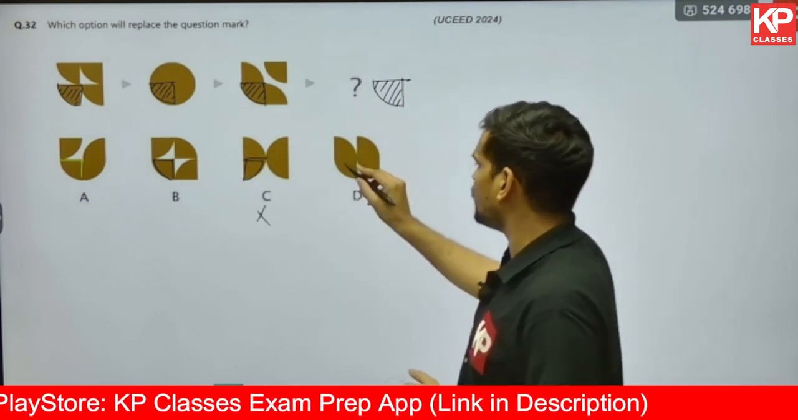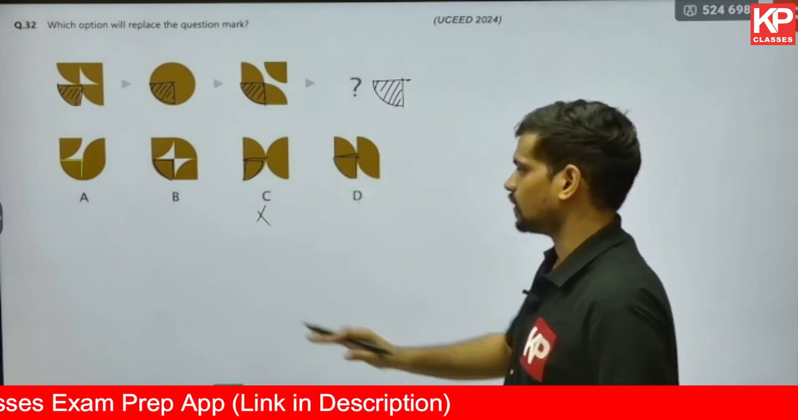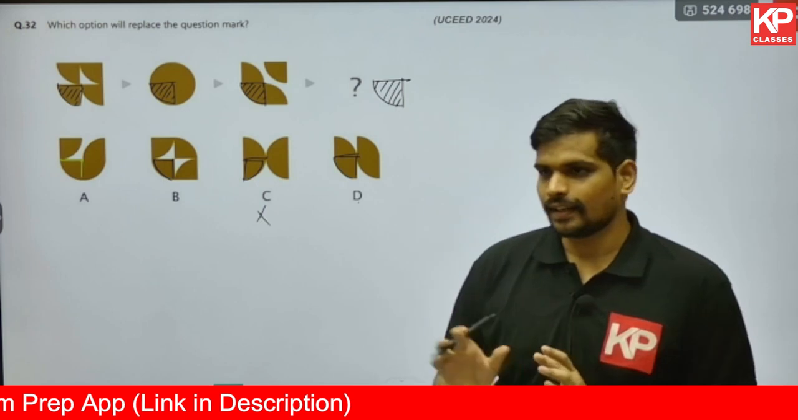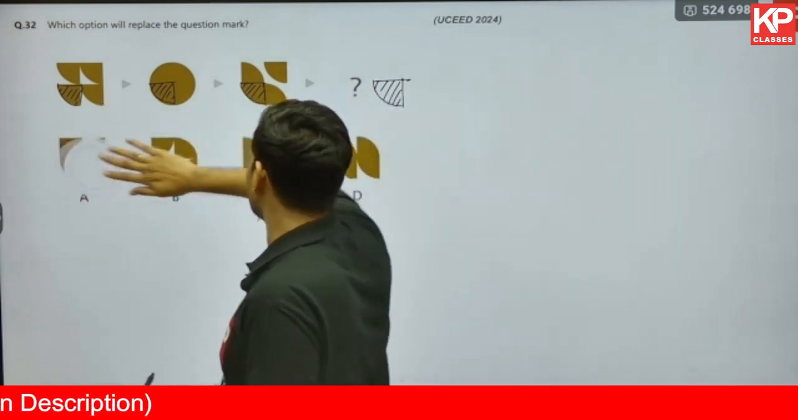So this can be eliminated. Now this, it is a correct orientation, so this also can be the answer. So we have eliminated one option till now by just looking into this quarter circle. Let us now look into the next part, next object or next quarter circle.